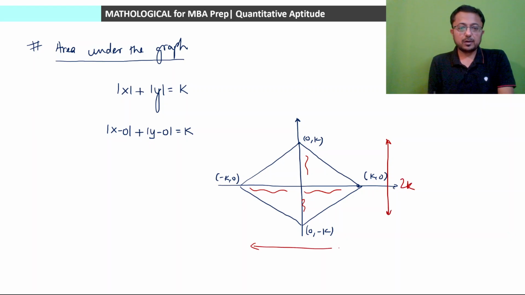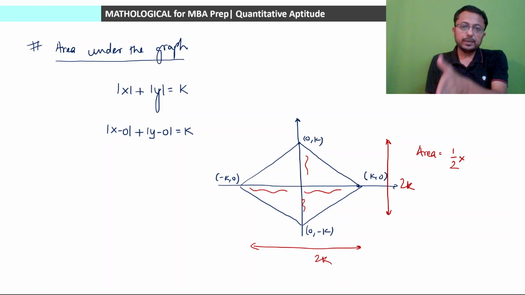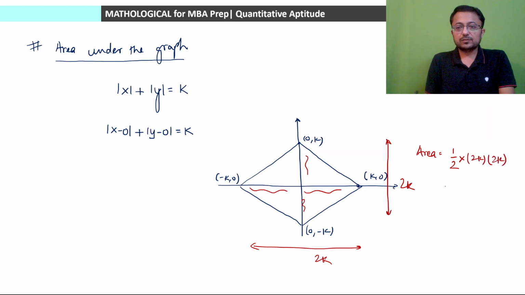The other diagonal, the horizontal one, is also of length 2k. So the area of a rhombus is equal to 1 by 2 into d1, the length of the first diagonal, into d2, the length of the second diagonal. 1 by 2 into 2k into 2k, that is 4k square by 2, which is equal to 2k square. So if our equation is mod of x plus mod of y equal to k, the area under the graph will be 2k square. Is that clear? Okay, it was a simple case. This was a simple case.